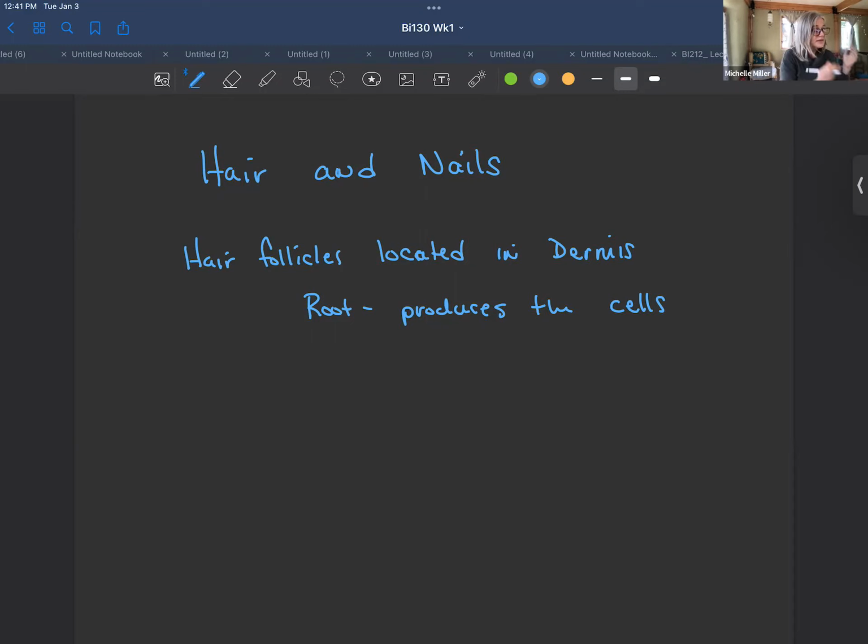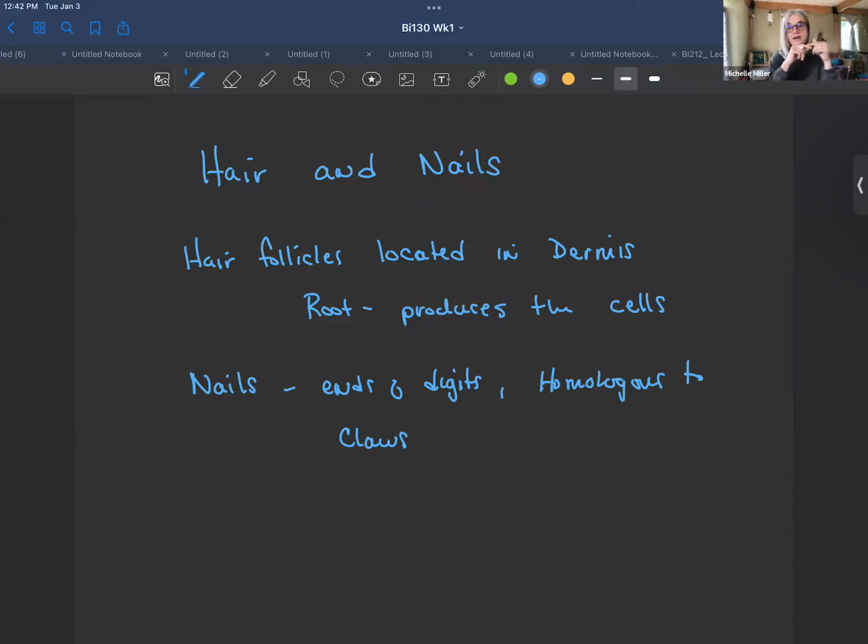So when we look at nails, those are on the ends of our digits. So ends of the fingers or ends of digits, fingers and toes. And they are homologous to claws. Our nails grow from a root near the edge of your cuticle, and they grow outward.